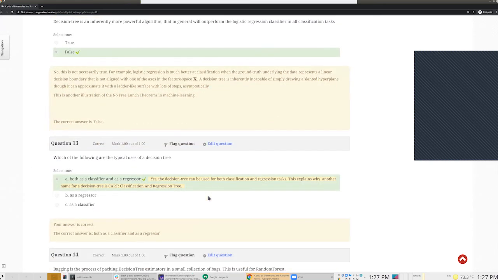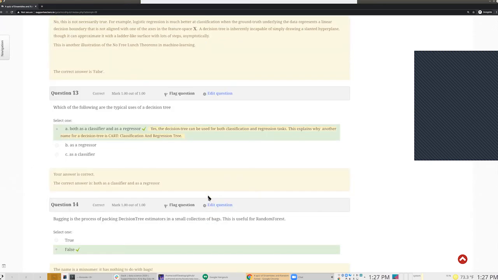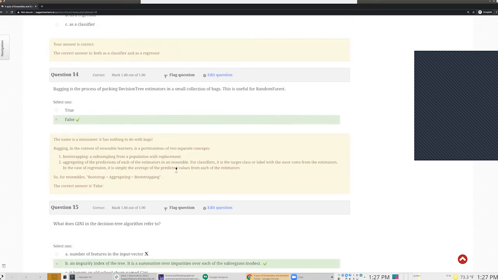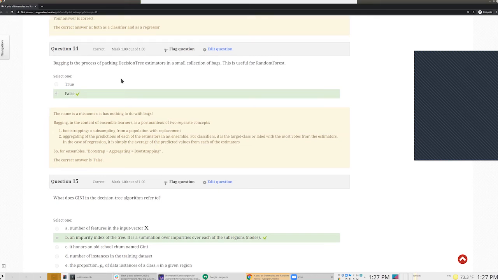Which of the following are typical uses of a decision tree, both as classifiers and regressors, of course? Bagging is the process of packing decision tree estimators in a small collection of bags. This is useful for random forest. Yeah, actually, that gave me a good giggle.